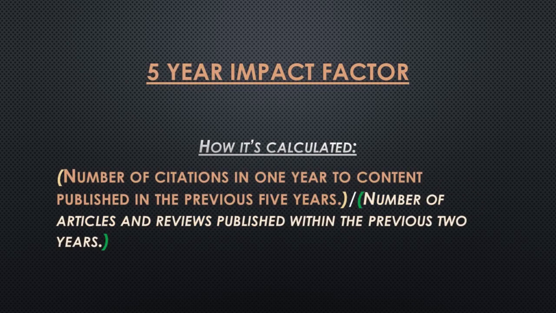In this video we learn about 5-year impact factor. The 5-year impact factor attempts to reflect the longevity of research and is more stable year on year for smaller titles as there are a larger number of articles and citations included. These are useful for subject areas where it takes longer for work to be cited. How it's calculated: number of citations in 1 year to content published in the previous 5 years is divided by number of articles and reviews published within the previous 5 years.